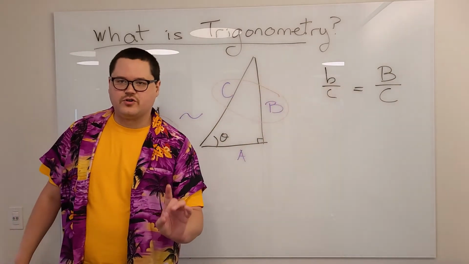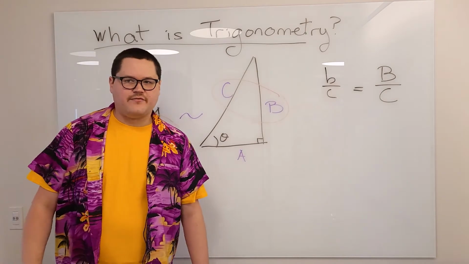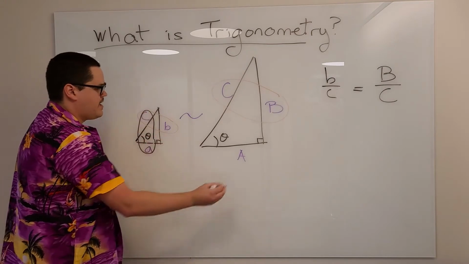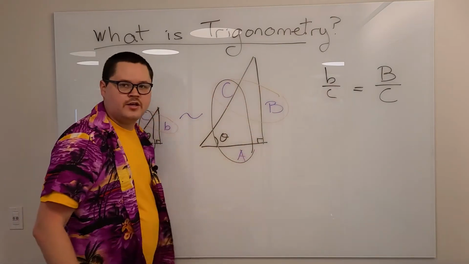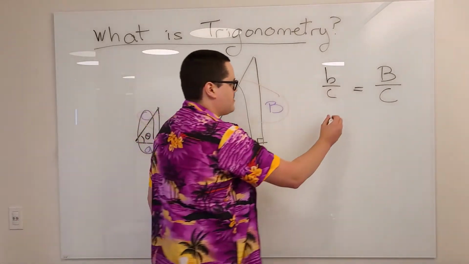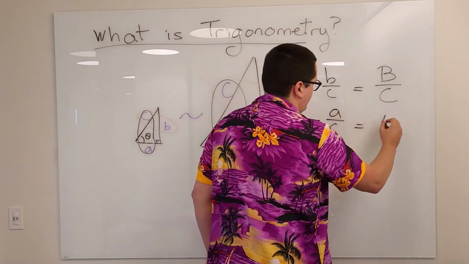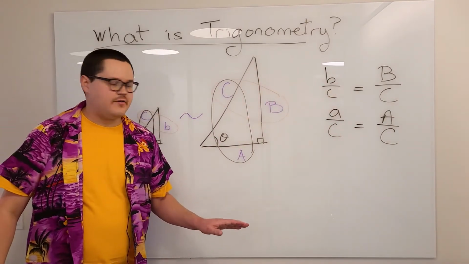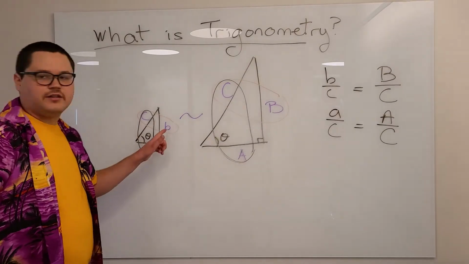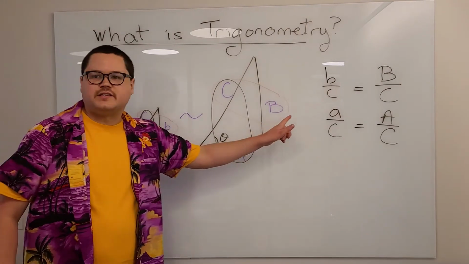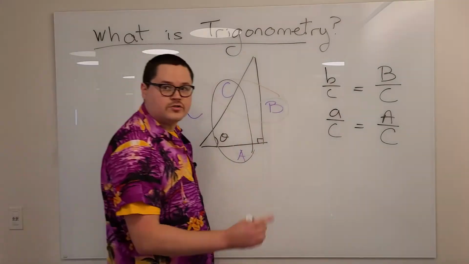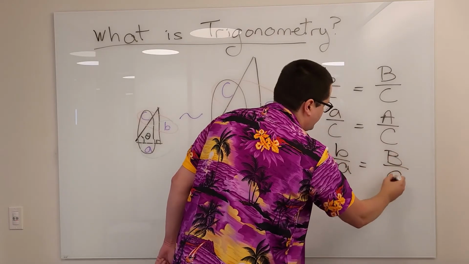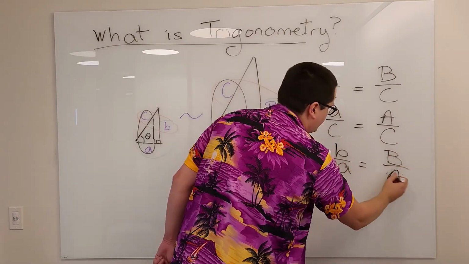Okay, so that's the first similarity ratio that we have. Well, the second one, we could say the same thing about little a, little c, and capital C. So here's the second similarity ratio. And for a third similarity ratio, well, we can say that little b to little a is the same as capital B to capital A.